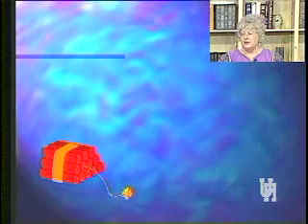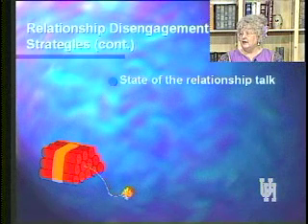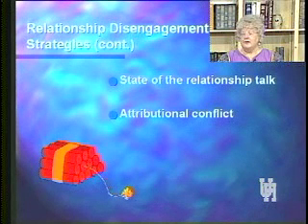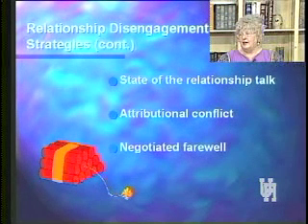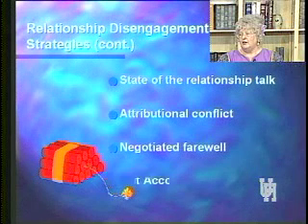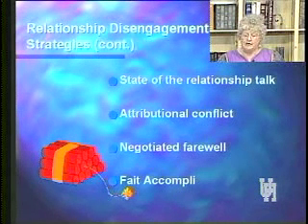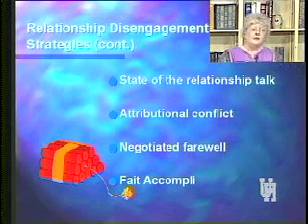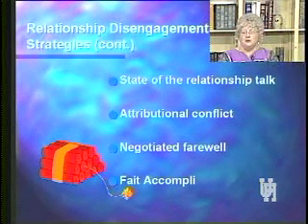Okay, let's look at some more strategies, because there are a lot of ways that we can get out of these things. Sometimes we have a state of the relationship talk, an attributional conflict, or a negotiated farewell. We have 4 more choices, or fait accompli. There are 4 more good basic choices here.